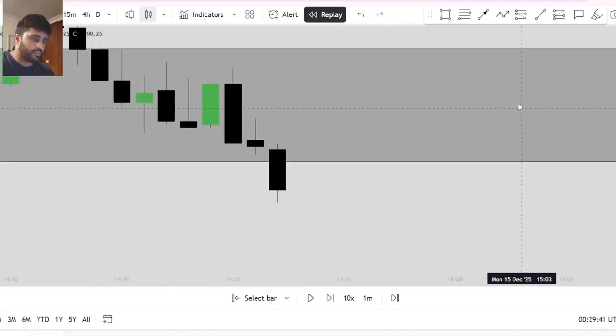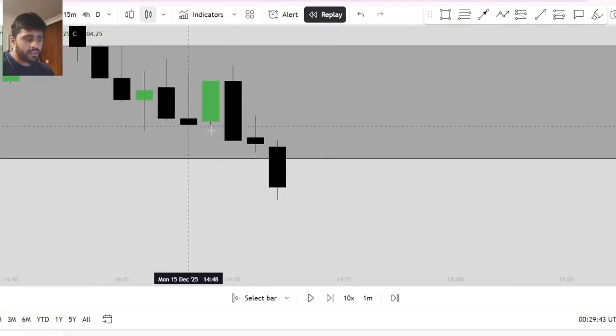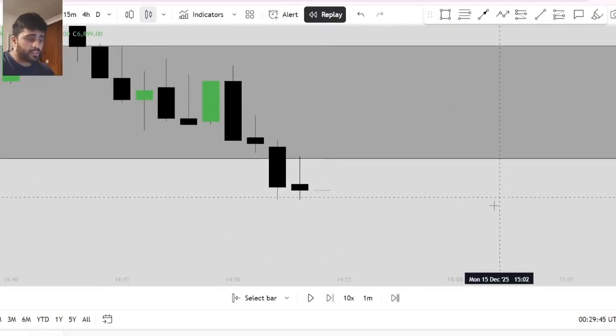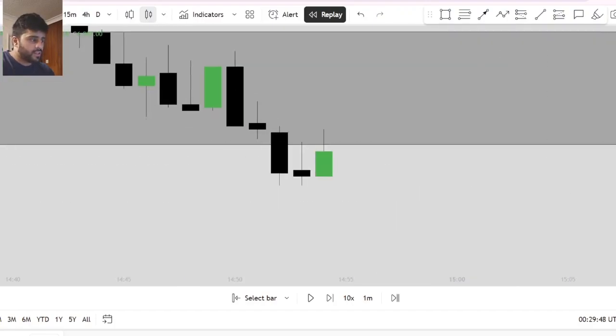This is another question I get the most. We break to the downside, these buyers begin to fail, right? So now we're looking for a simple retest. So now that we have a break, I'm just going to draw a line like this. So this is my break line.